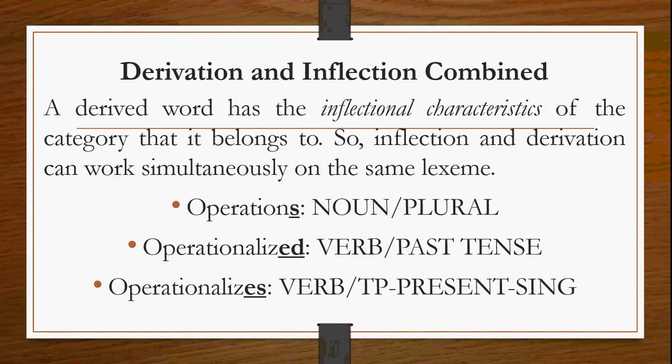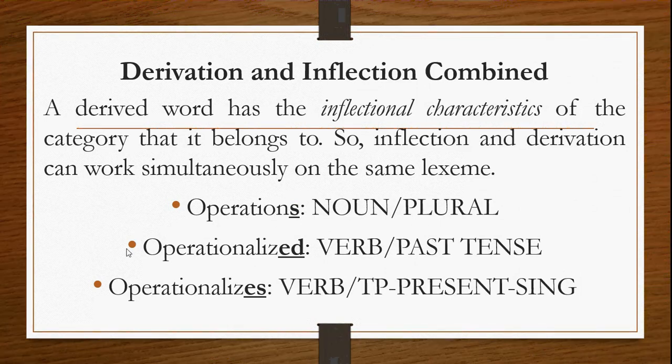So for example, operation, which is a word I already showed you in the previous example. We have operate and then operation. In this case, we transform operate, which is a verb, into operation, which is a noun. And because it is a noun, it can take inflection for plural.